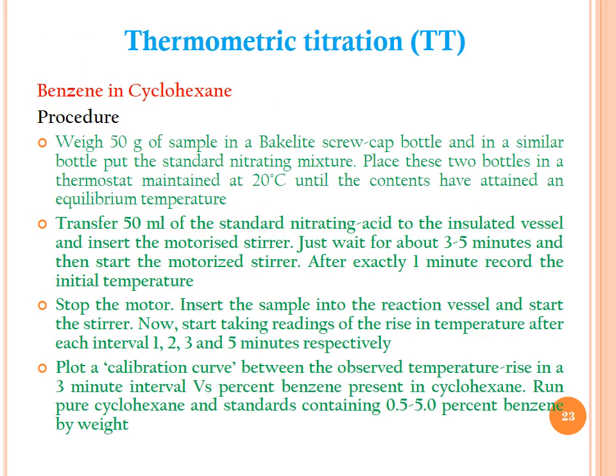So let's see the procedure for the determination of benzene in the cyclohexane. Weigh exactly 50 gram of sample in a bakelite screw cap bottle, and in a similar bottle put the standard nitrating mixture. Place these two bottles in a thermostat maintained at 20 degrees centigrade until the contents have attained an equilibrium temperature. Transfer 50 ml of standard nitrating acid to the insulated vessel and insert the motorized stirrer.